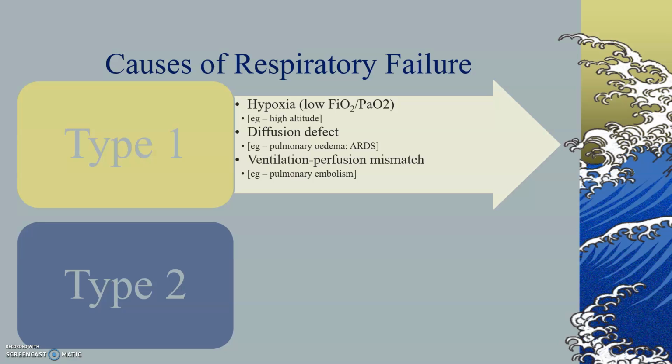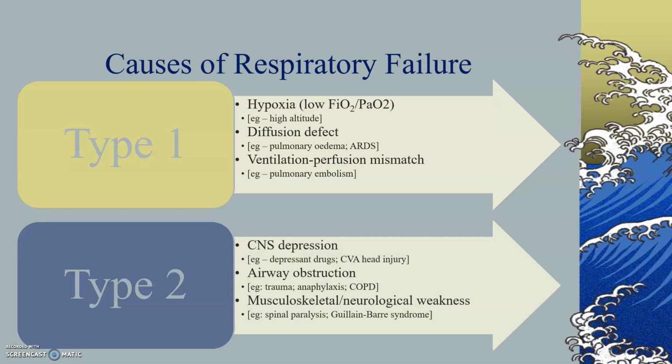In type 2 respiratory failure, the cause is anything that slows down or inhibits normal mechanical ventilation. So, CNS depression, such as depressant drugs, strokes or head injuries, airway obstruction, either upper airway obstruction as seen in trauma or anaphylaxis, or lower airway obstruction, for example, in chronic obstructive pulmonary disease. Other musculoskeletal and neurological weaknesses can also cause CO2 retention, as seen in spinal paralysis or Guillain-Barré syndrome.